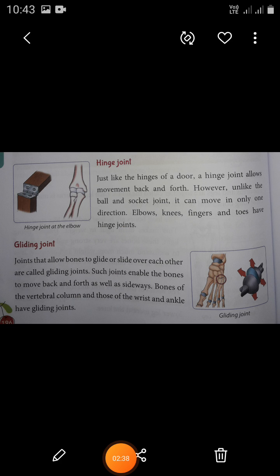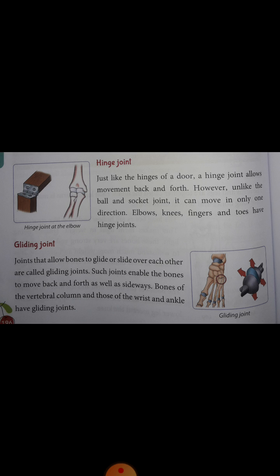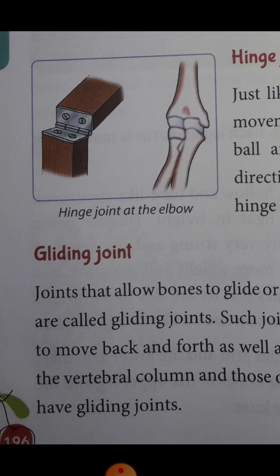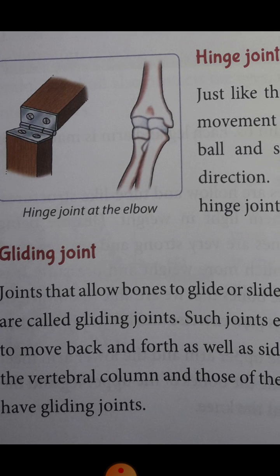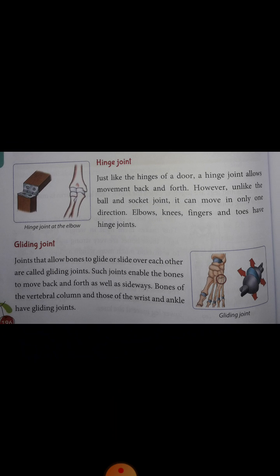Next, hinge joints. Just like the hinges of a door, a hinge joint allows movement back and forth. However, unlike the ball and socket joint, it can move in only one direction. Elbows, knees, fingers and toes have hinge joints. See here, students, this is a picture of a hinge joint at the elbow.